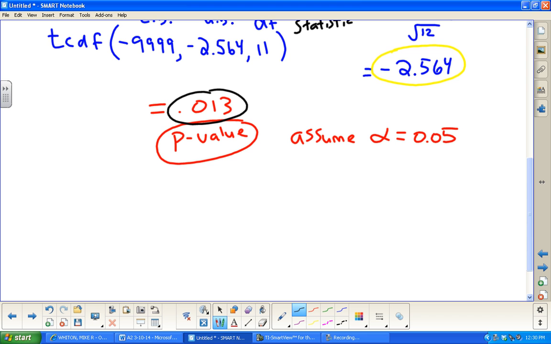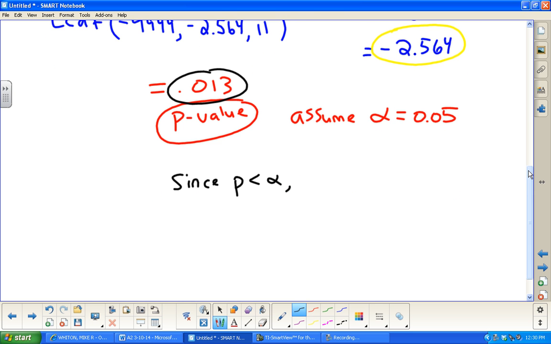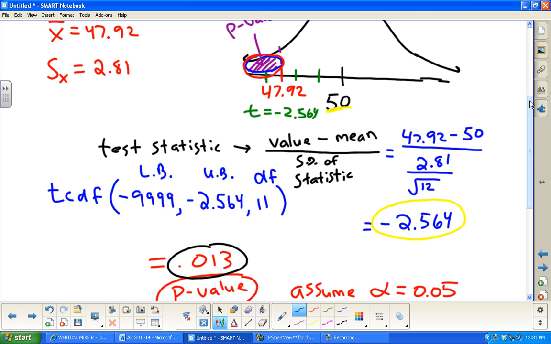So here's your conclusion then. Since p is less than alpha, the thing that happened based on our sample was very unlikely. Since we got that, we will reject H0. Because again, here's the whole thought process. All of this was based on the mean being 50. We did this entire process assuming that was true. We got a sample, and our sample mean was 47.92.